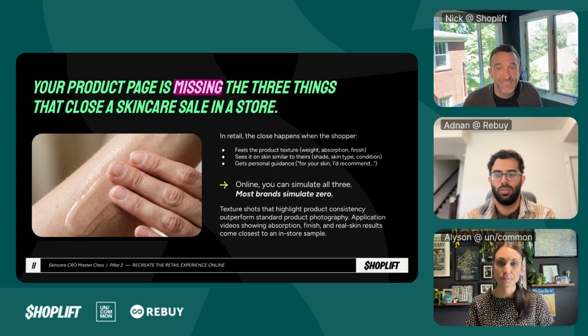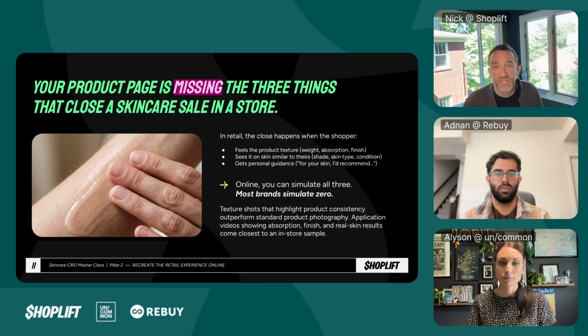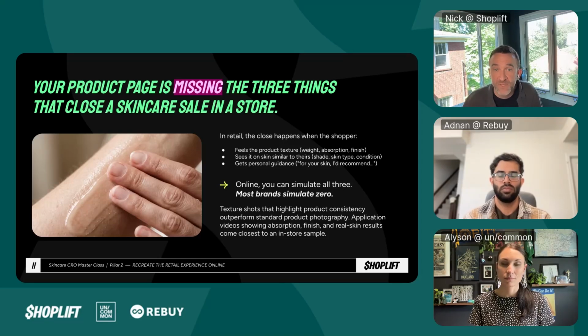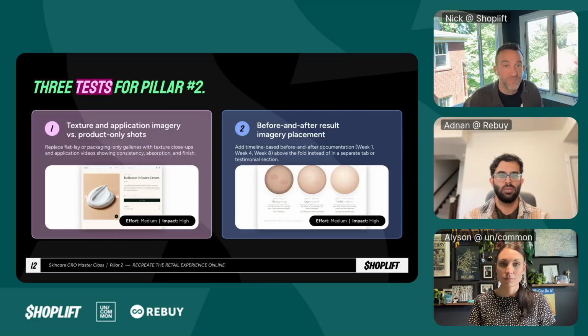And then personalized guidance, recommendations, and other ways to help folks find the correct product or the correct variant of that product for them. So online, you can simulate all 3, but most brands aren't simulating any of these. A couple of test ideas we could try. Texture and application imagery versus product-only shots.